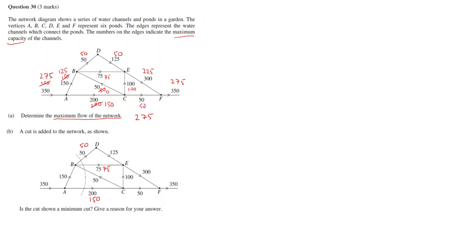Because for this one, the capacity is 200, but the flow that's going out is 150. So capacity is greater than the flow. So that's why it's not a minimum cut. Here, the total capacity of this cut is 50 plus 75 plus 200, so the total capacity of this cut is 325, whereas the flow that's going out is 50 plus 75 plus 150, which is 275. So that's why this is not a minimum cut.